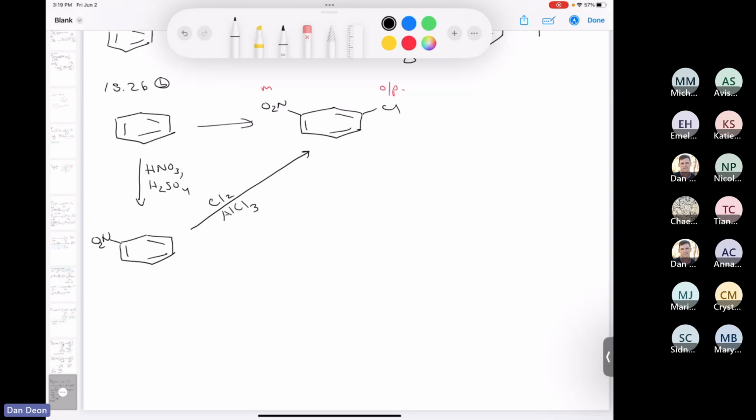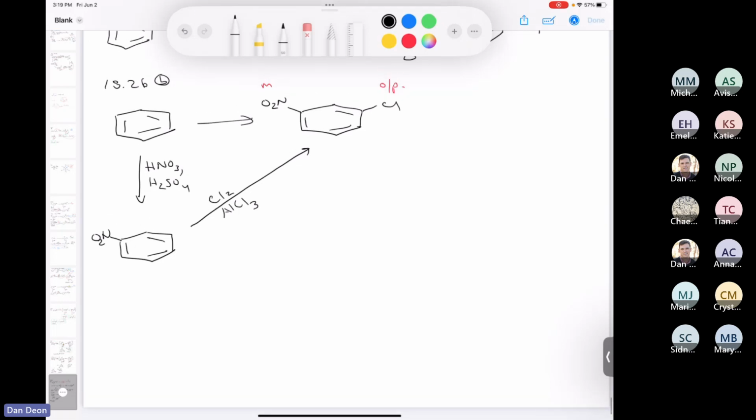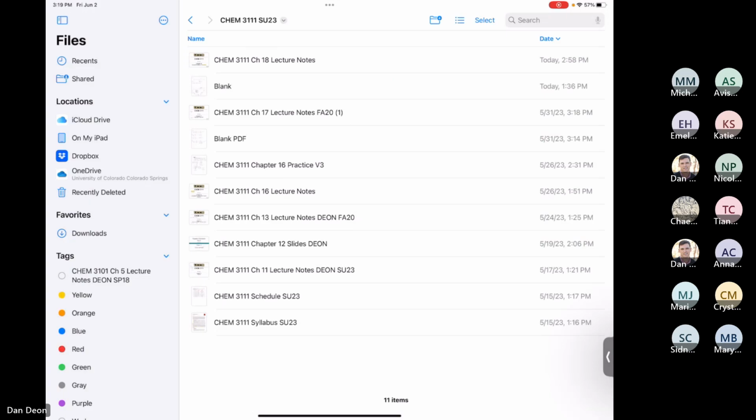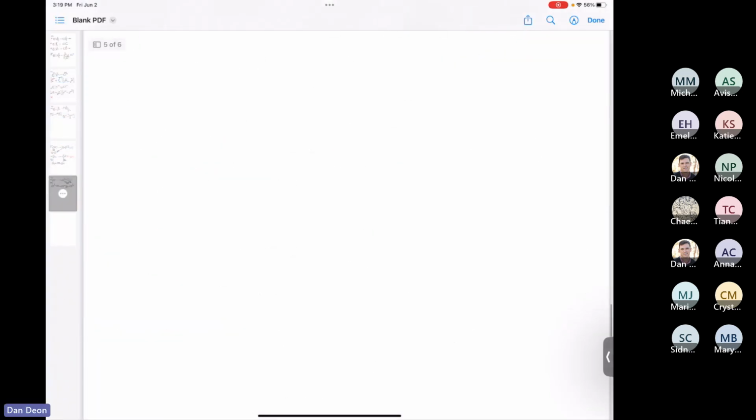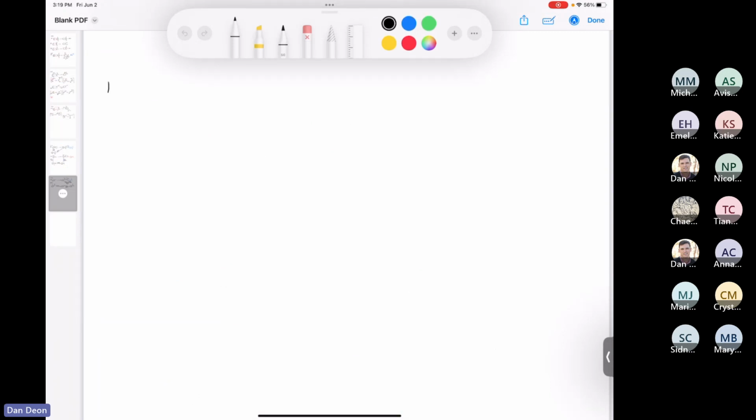All right, we're going to save 18.26C for Monday. And now let's do 18.28A. So let's see here. Do I have enough space here? Yeah, here we go. So this is 18.28A, and we're starting with benzene.